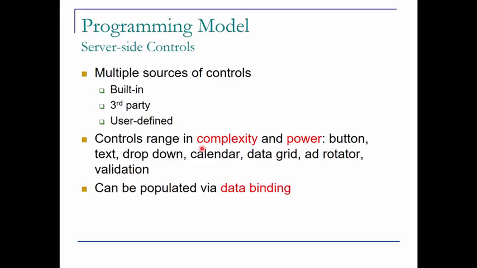So there is a variety of controls available, like button, text, dropbox, calendar, data grid, rotator, and validation, and we will use some of these in your upcoming workshops, okay. And one of the key features of these controls is that they just need the data source. If you tell them the data source, that this is the data source from where you need to get information, then that's it. Then those controls can locate the information, can load the information, and can display it to you.